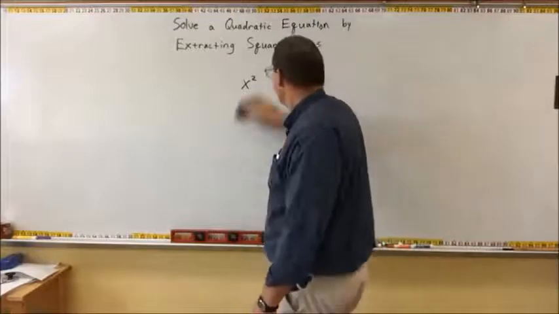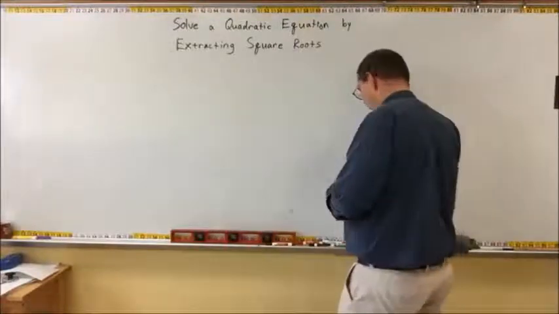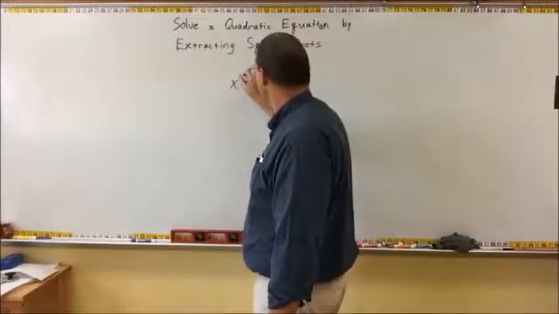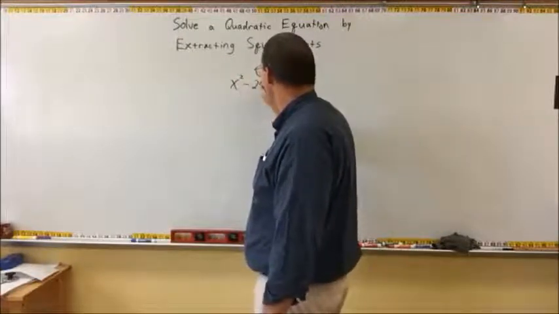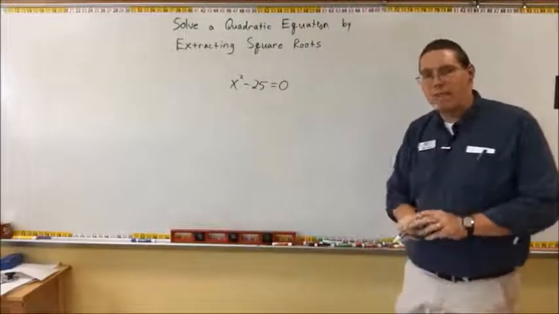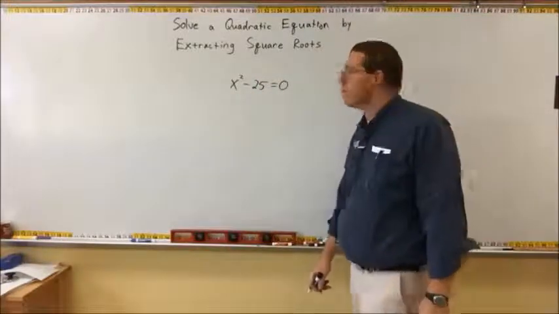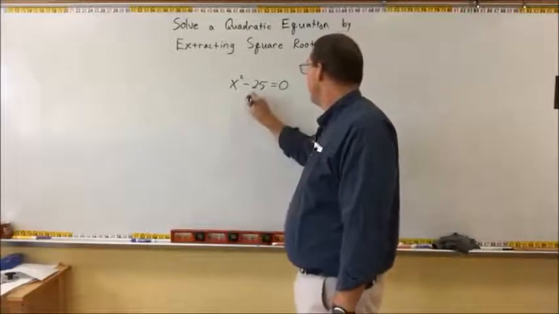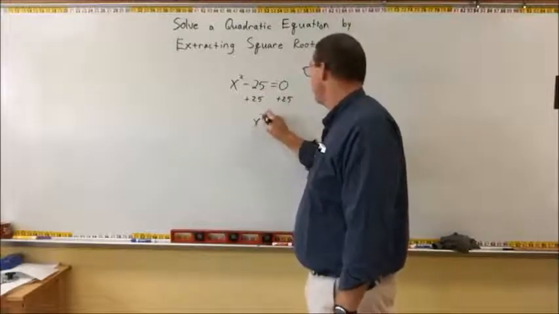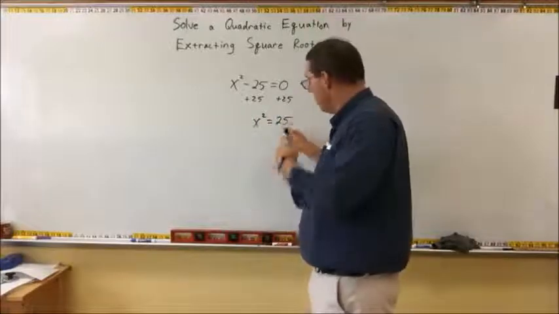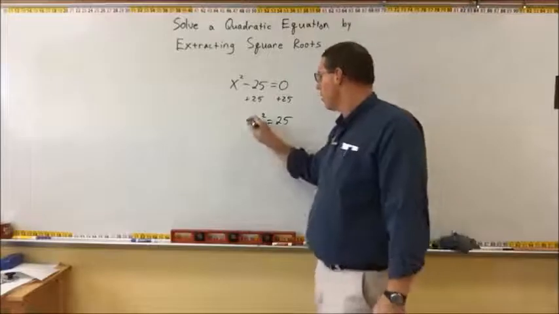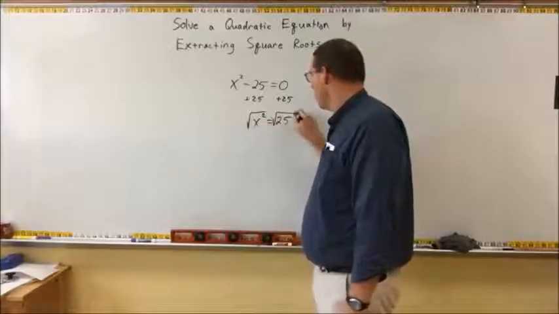So what if we had, and we did this one in the last video, x squared minus 25 equals 0? Instead of using factoring, let's extract square roots. Okay? I'm going to add 25 to both sides, and I'm going to have x squared is equal to 25. Because this is positive, I can extract the square root. So I'm going to do the square root of this side and the square root of this side.